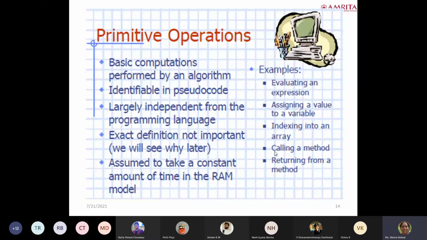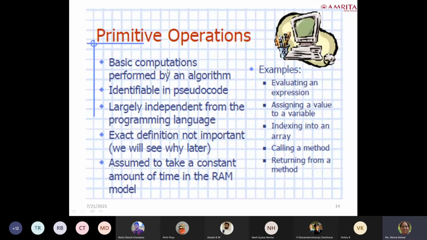Okay, so then what is our job? Our job is to just find out what the primitive operations are. What do we mean by primitive operations? There are some basic operations which we call primitive operations, and we assume that each primitive operation takes unit time. So to analyze the algorithm, we need to find out what all primitive operations are there. What is the definition of a primitive operation? These are the basic computations performed by an algorithm.